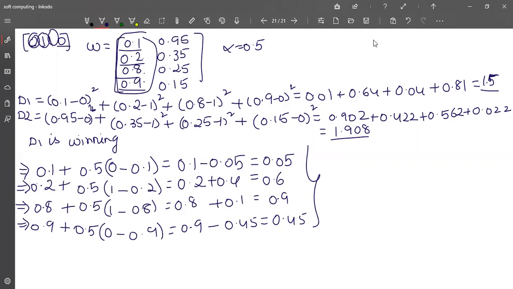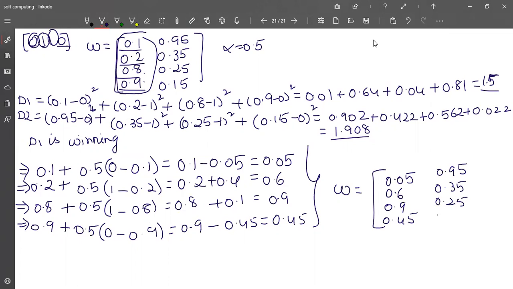So here come our new values for our weight matrix. Our updated weight matrix is 0.05, 0.6, 0.9, 0.45, and 0.95, 0.35, 0.25, 0.15. And now with this updated weight matrix, let's find the D1 and D2 and see which is minimum, and perform the updation of weights. So with that, we will be completing the first iteration.